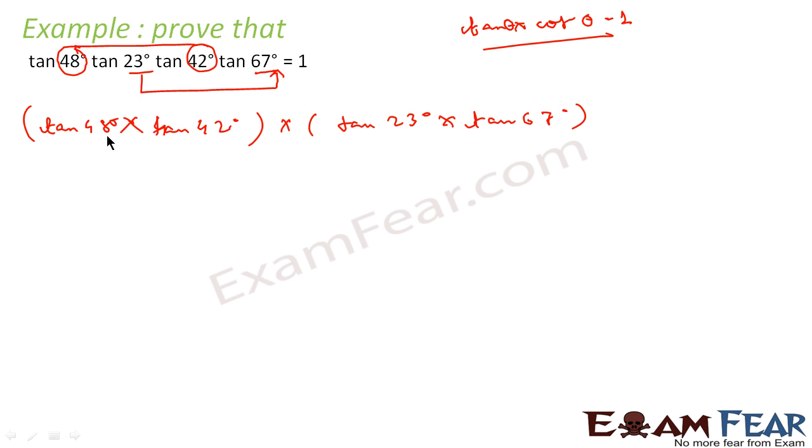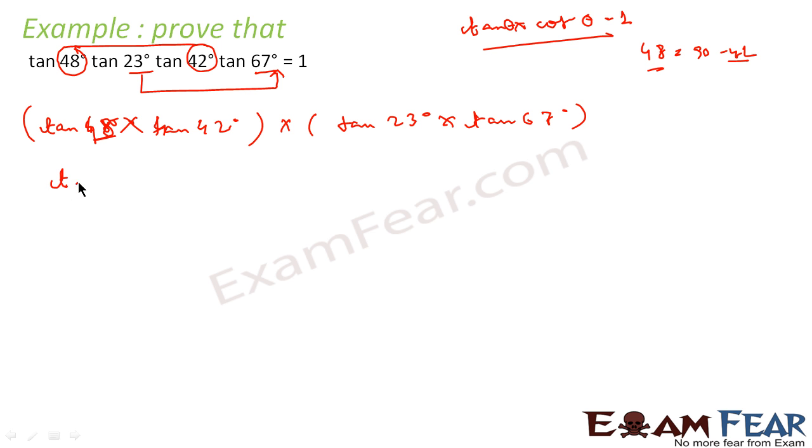Now we know that tan into cot is equal to 1. I can easily convert this into cot, because tan 48 will become cot 42. Why? Because 48 is nothing but 90 minus 42, and tan of 90 minus 42 becomes cot 42. Cot into tan becomes 1. Here also, tan 23 I can make as tan 90 minus 67, that becomes cot 67. Cot into tan becomes 1. And that is why I have grouped in this fashion.